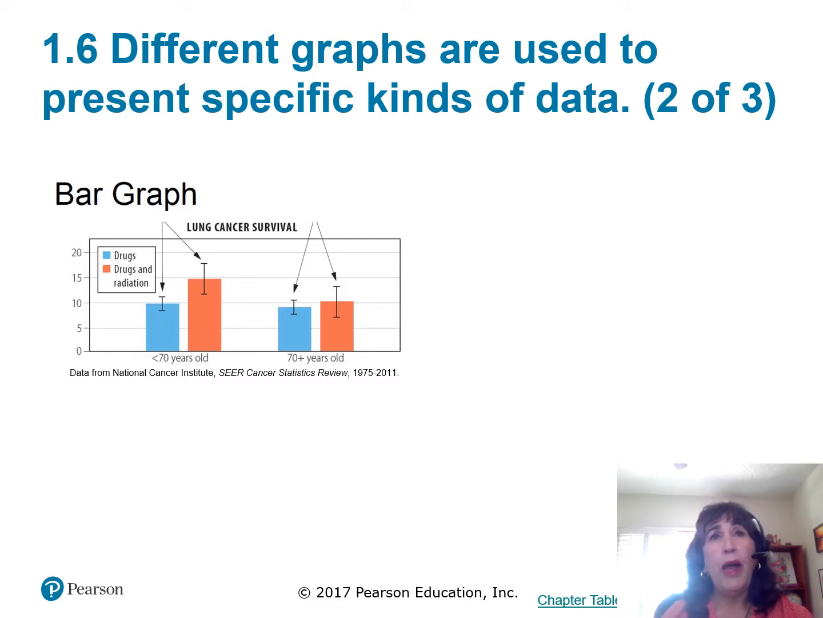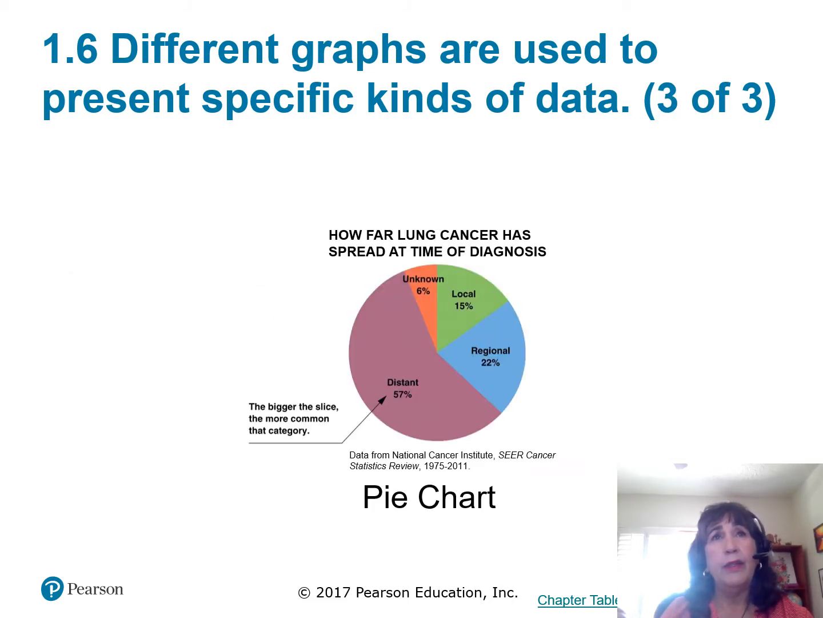Here you see a bar graph to describe lung cancer between different types of drugs. You see them represented in blue and red graphs, and these are for people under 70 and over 70. And then this is a pie chart. This is another type of graph. Here you see a circle, and it's divided up into pieces of pie. The largest one here represents 57%. This one is trying to describe lung cancer, so it's describing lung cancer in different ways within a pie chart.